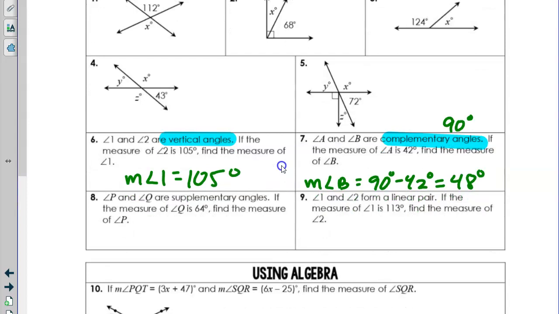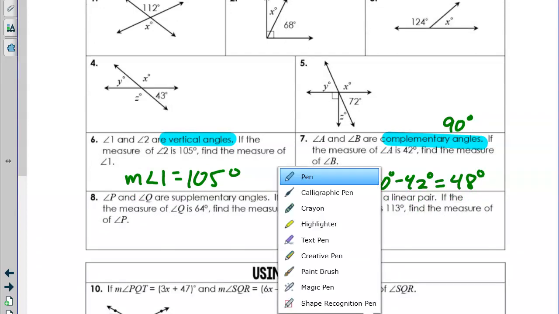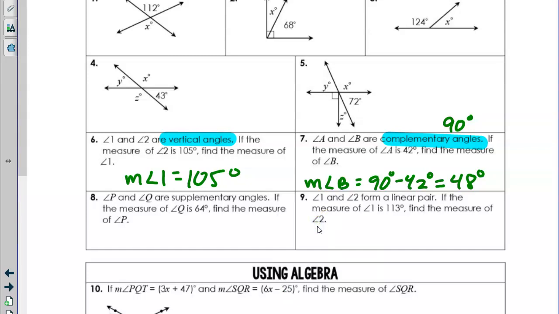All right, now number 8. Angle P and angle Q are supplementary. If the measure of angle Q is 64 degrees, find the measure of angle P. What's my keyword now? Supplementary. Good. What does supplementary mean? 180. Very good. So now how do I figure out the measure of angle P? And what will I get? 116.